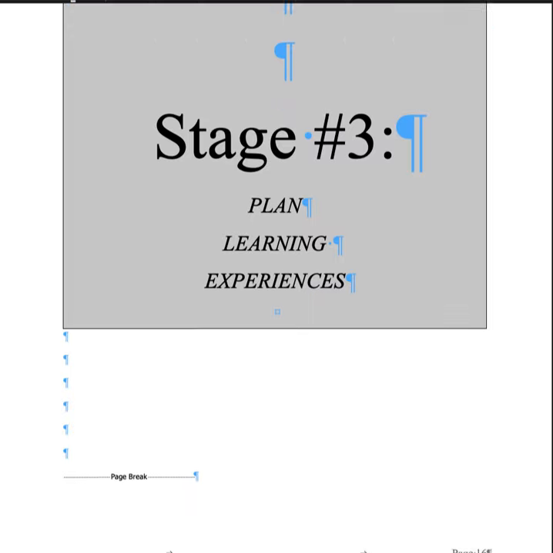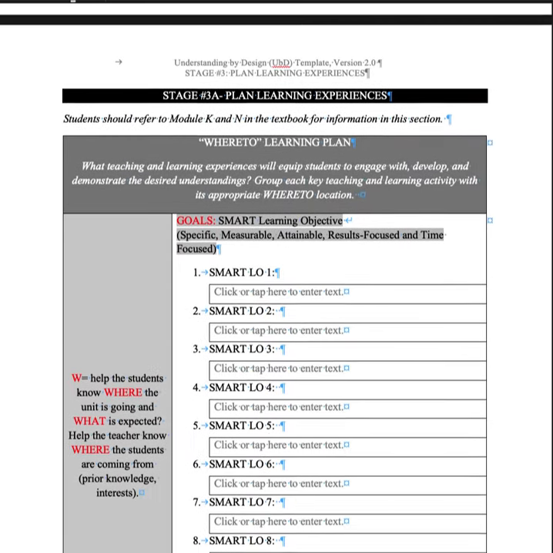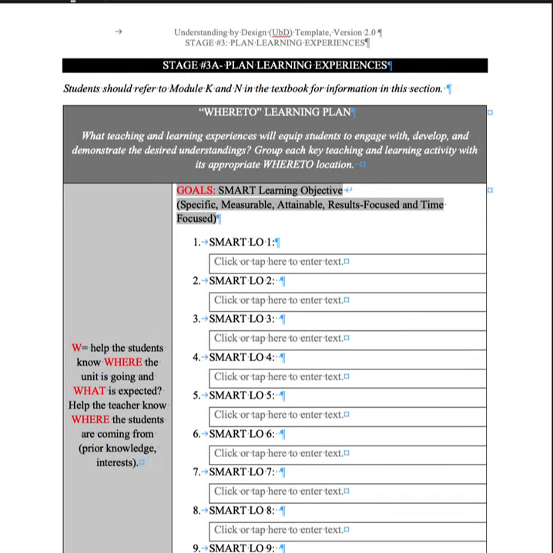In Stage 3, we are actually asked to plan out in more detail the unit which we have started describing through Stage 1 and Stage 2. In Stage 3, we begin by writing learning objectives based off of the SMART template, which is that we are writing learning objectives that are specific, measurable, attainable, results-focused, and time-focused.